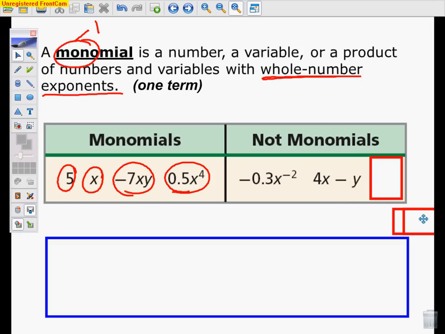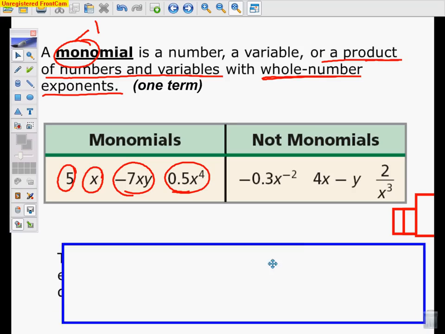All right, 4x minus y. That's not a monomial because that is two terms. And then down here, 2 over x to the third. Up here in the definition of monomial, it says it's a number, a variable, or the product of numbers and variables. All right, it's a product. It's not going to be a division. Product is associated with the operation multiplication. Okay, so it can be multiplied, not divided.